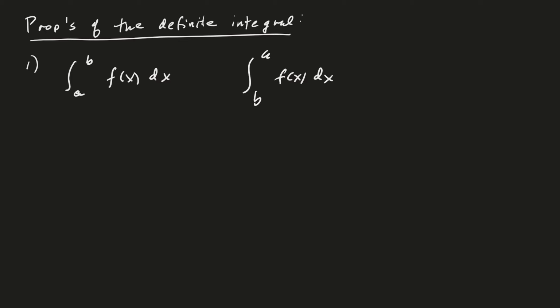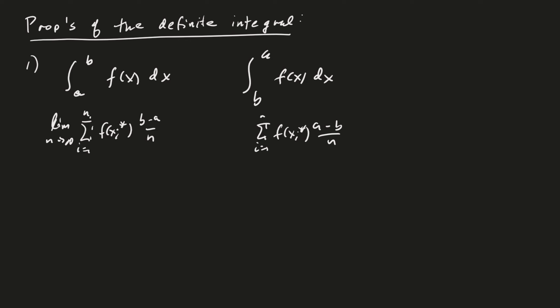Now, here's a hint on the first one, right? We're going to be taking the limit as n goes to infinity of the sum i equals 1 to n of f of xi star, and then the next one is going to be delta x. Now if we take equally spaced intervals, that'll be b minus a over n, right? On this side, let's see what that sum looks like. On this side we're going to have a minus b over n. So what's the difference between these? Well, this value is just the negative of this value, right?